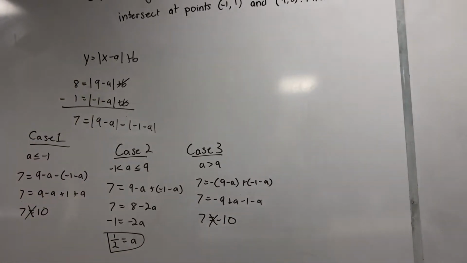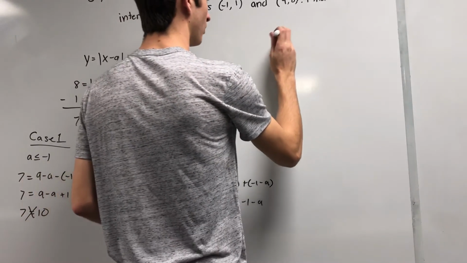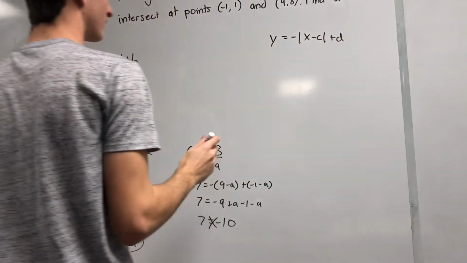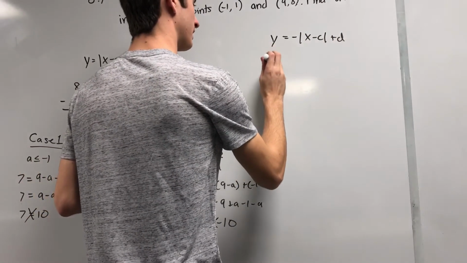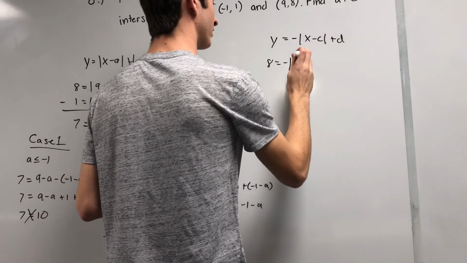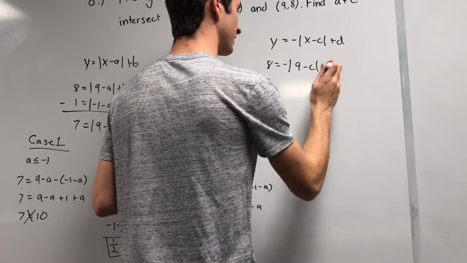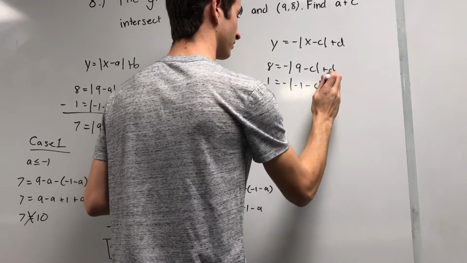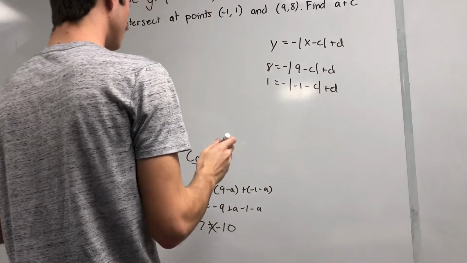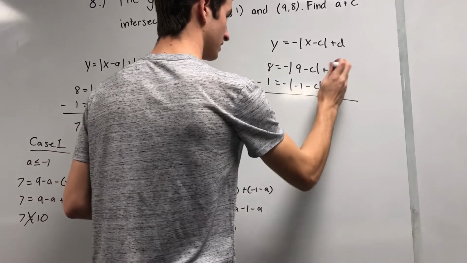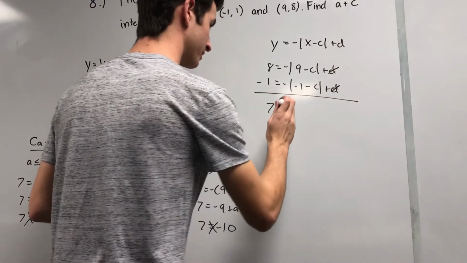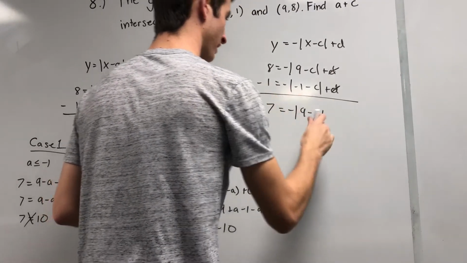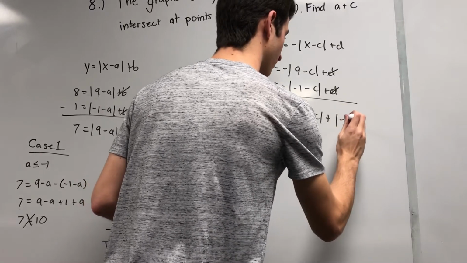Now we're just going to do the same thing with the other equation. y equals negative absolute value of x minus c, plus d. So 8 equals negative absolute value of 9 minus c, plus d. And 1 equals negative absolute value of -1 minus c, plus d. We're going to do the same thing. The d's cancel out, so you have 7 equals negative absolute value of 9 minus c. This is going to be minus minus, so it's plus the absolute value of -1 minus c.